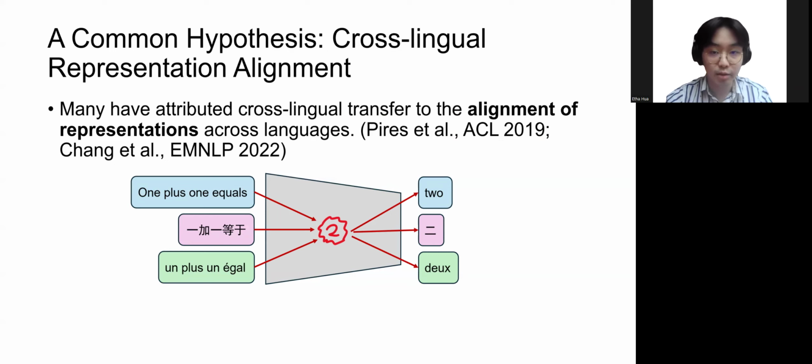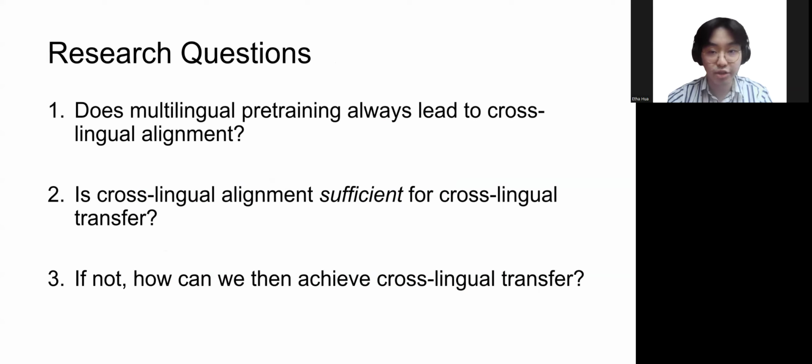However, this hypothesis, although believed by many, has not been thoroughly tested. One of our main research questions is to ask whether cross-lingual alignment is a sufficient condition for cross-lingual transfer. Before we can investigate that question, we first need to confirm that cross-lingual alignment is present when models are trained on multilingual data. With models that show cross-lingual alignment, we can then carry out experiments for learning the relationship between alignment and transfer. And then a possible follow-up question would be, if alignment is not sufficient, what are other feasible ways of ensuring cross-lingual transfer?